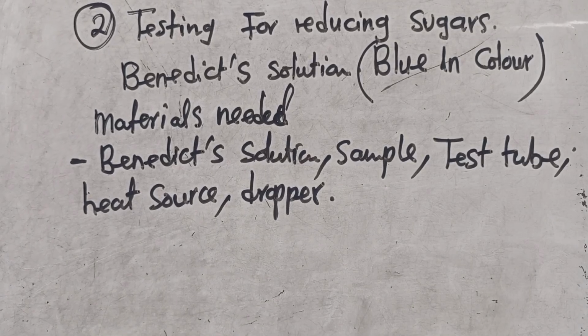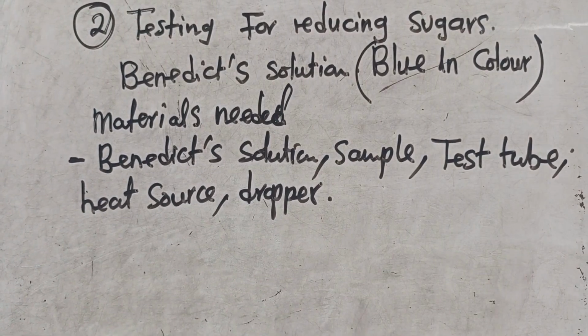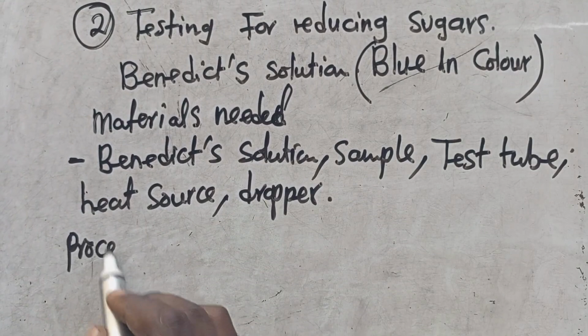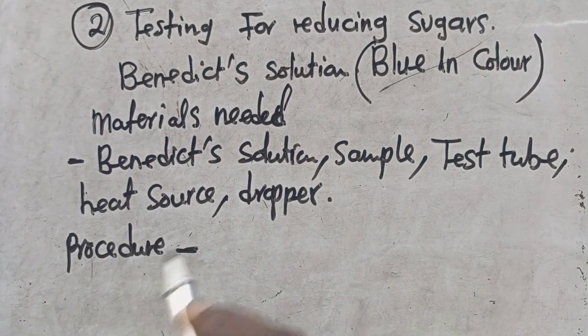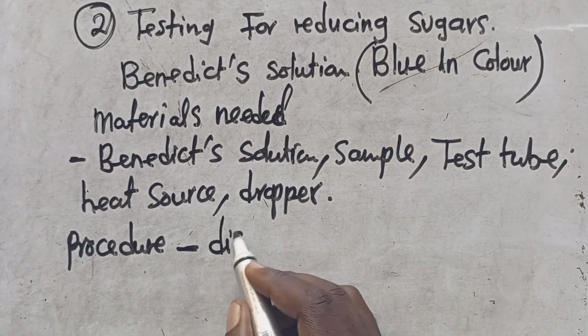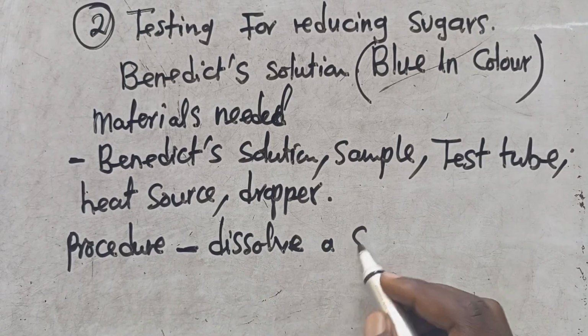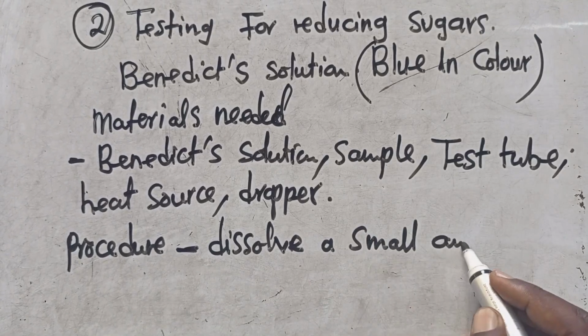So the first procedure is where you get the sample, and if you've got a solid sample, you dissolve a small amount of it in a small amount of water to create a solution. This is what you are going to do. Then you get to add the next step, and this is a procedure.